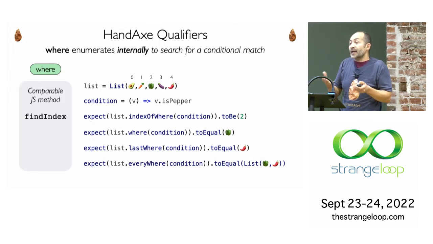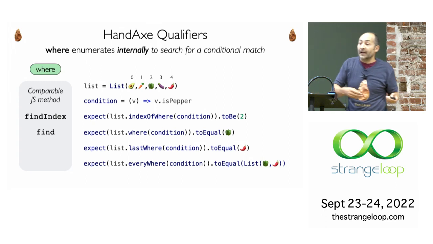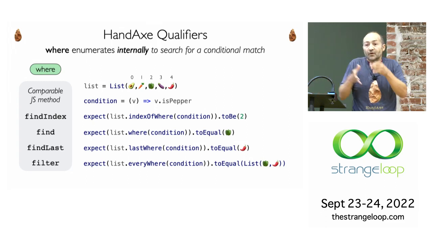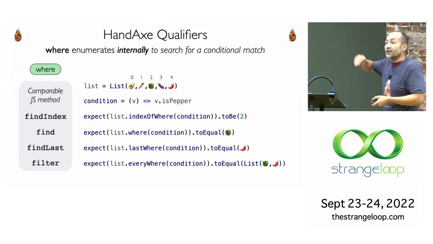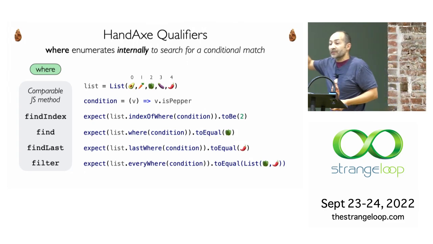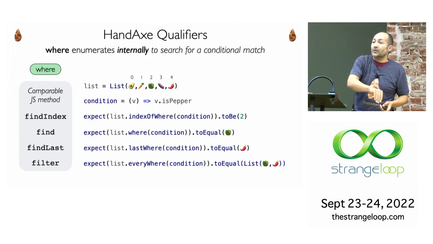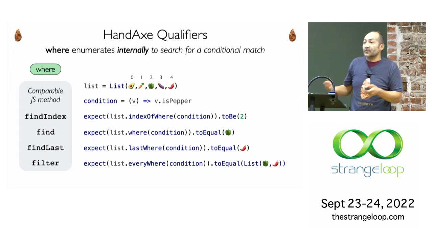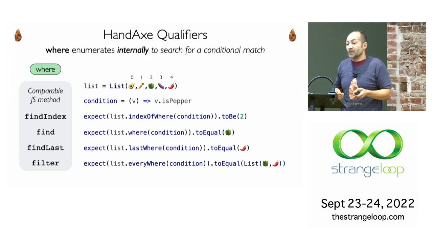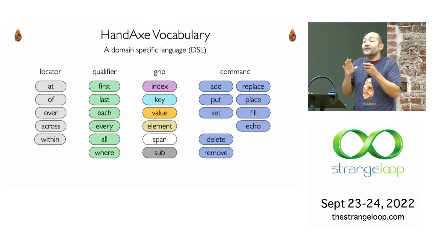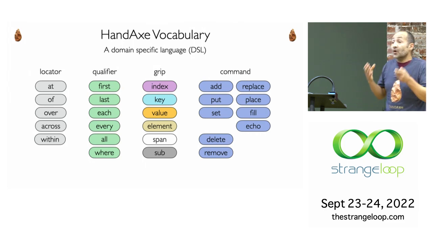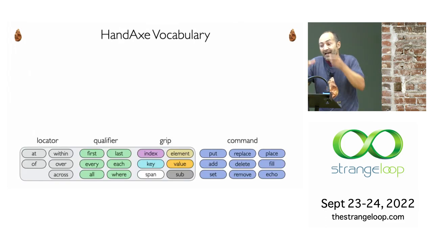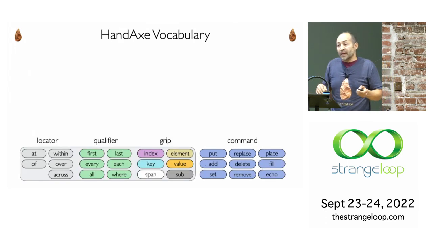And these methods are analogous to find index, find last, and interestingly, filter. And these are okay names, but I would argue that the names constructed this way are unambiguous if one understands the relationships of the grips and composability. So we effectively have a domain-specific language with these keywords as the fundamental parts for composing methods. And I squashed them down there to make some space.